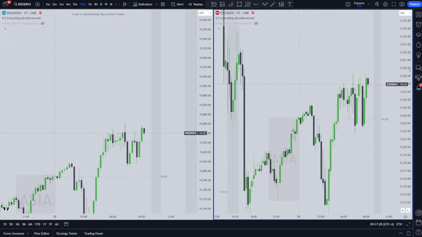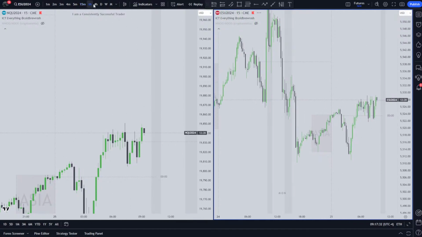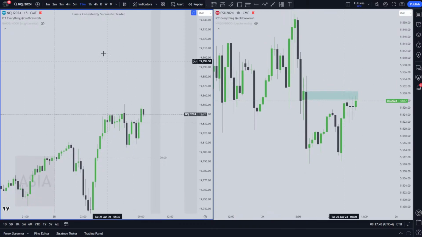15-minute. Small bit of accumulation. It'd be nice to see where this hourly candle closes, because we've got a potential reclaimed order block here. If we close above that, that'll be nice and strong.